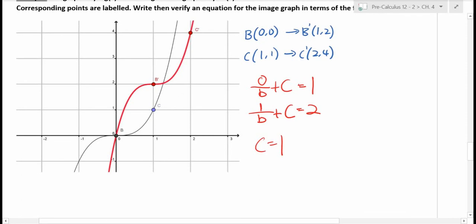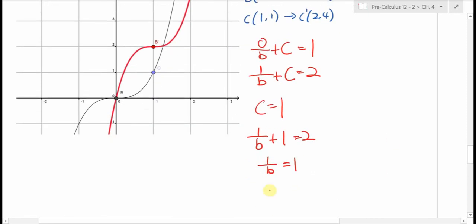Now once you have c equals 1, then you can solve for b by plugging 1 into one of the equations here. Now it doesn't really make sense to plug into the first equation because b could be anything, since 0 divided by b is 0 anyways. So in this case, we plug into the second equation. We have 1 over b plus 1 has to equal 2, which means 1 over b is equal to 1. Well, I guess b has to equal 1, right? Because 1 divided by 1 gives you 1.